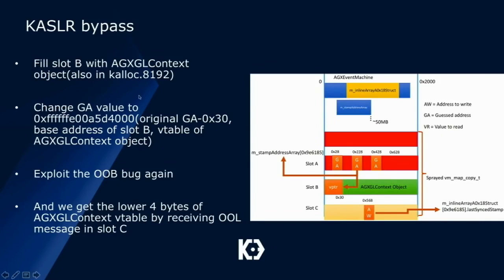And then we change the GA value to this, which is the original GA value minus 0x30, because the base address of slot B is the vtable. The first 8 bytes of the object is the vtable address of the AGXGL context object. So we exploit the bug again, and finally we got the lower 4 bytes of the AGXGL context vtable. And after that, we bypass the KASLR.